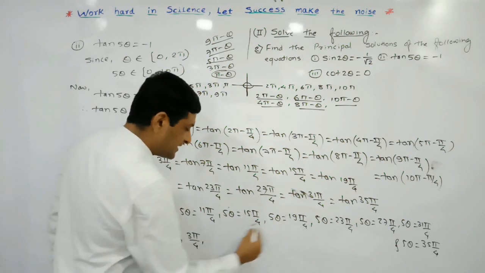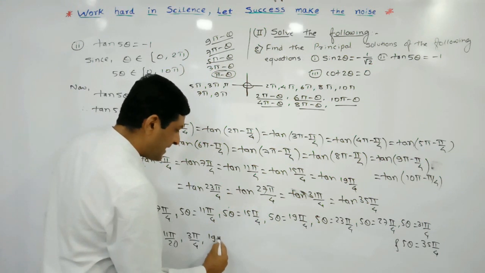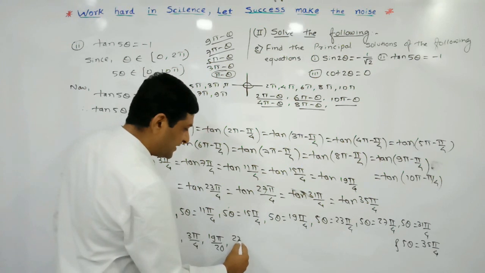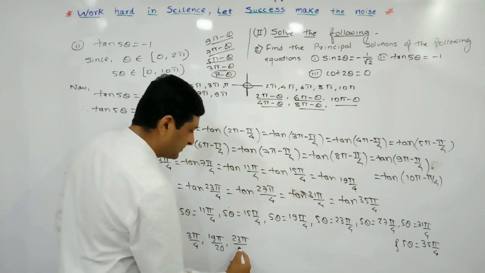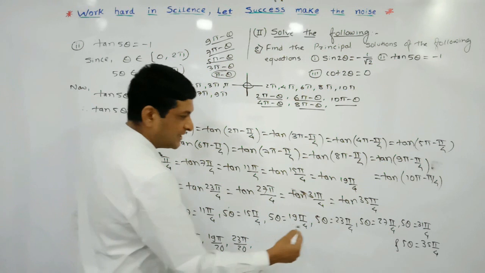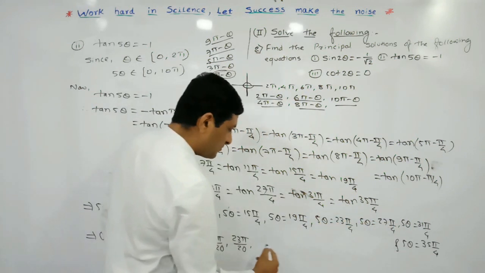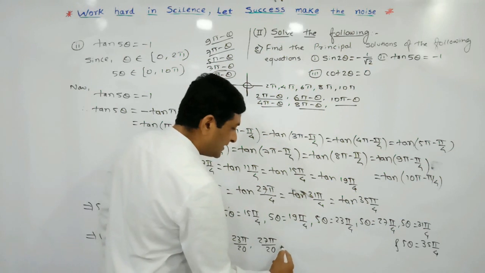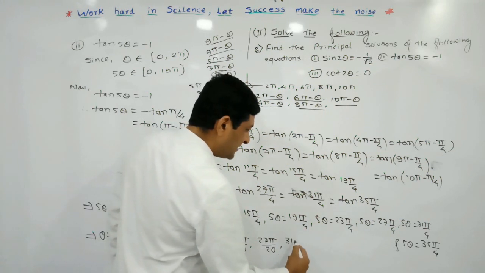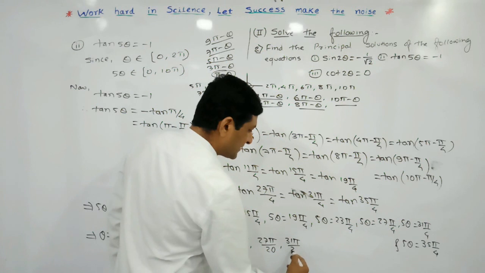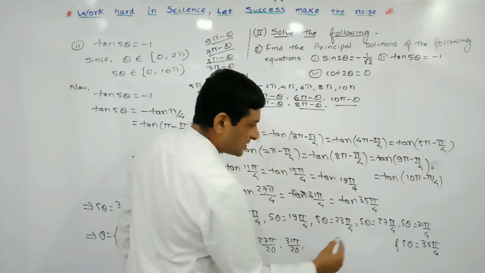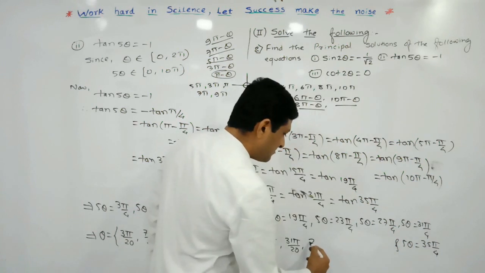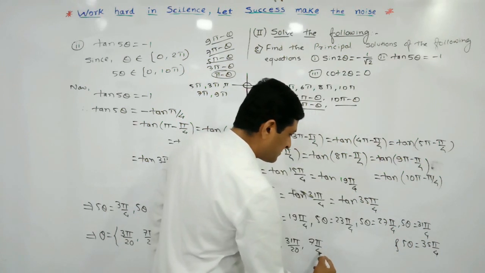Next value will be 19 pi by 20. Then 23 pi by 20. We are simply dividing both sides by 5. So dividing by 5 on both sides, we will get 27 pi by 20. Then 31 pi by 20. And the last value, dividing by 5, we will get 7 pi by 4.